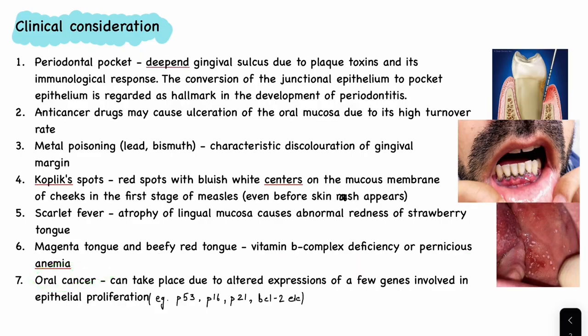Oral cancer can take place when the expression of one of the following genes is altered. We have genes controlling the proliferation of our oral mucosa, and if some of the genes are affected, that will cause oral cancer.